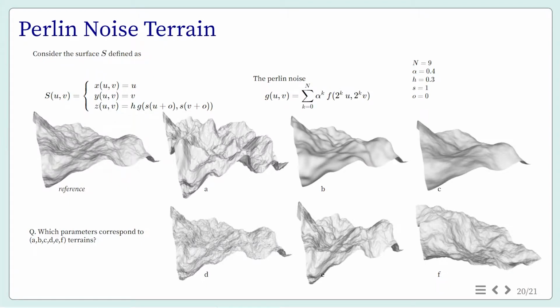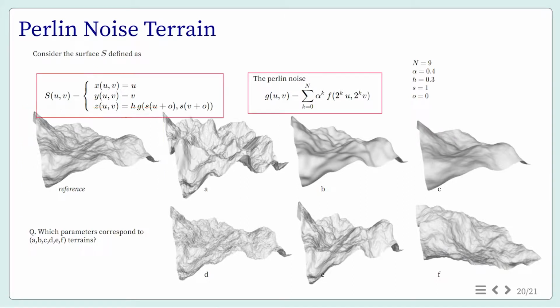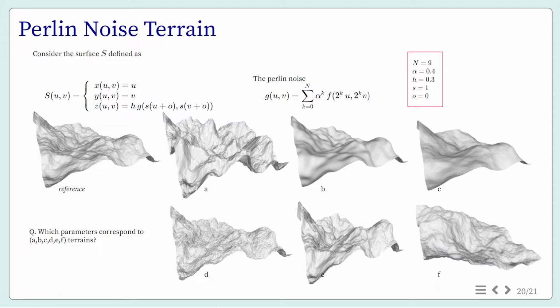And now is an exercise on the parameters of Perlin noise. I consider the reference terrain seen on the left. This terrain has been computed as a height field, and the height has the following equation: z equals h, which is some parameter, times the Perlin noise applied to two parameters, u and v, that are actually x and y. But these parameters are modified using the factors s and o. For the reference shape, I use 9 octaves, an attenuation parameter alpha of 0.4. The h parameter was 0.3, the s parameter is 1, and the o parameter is 0.